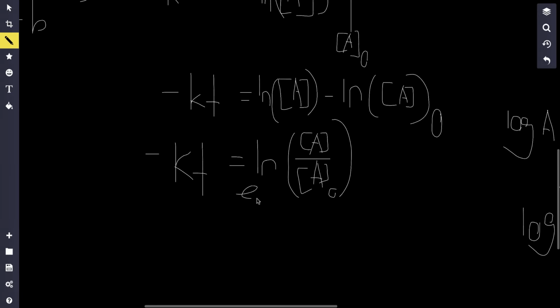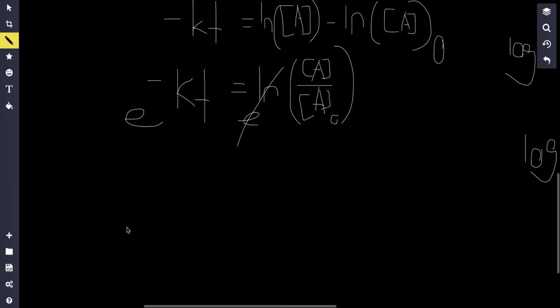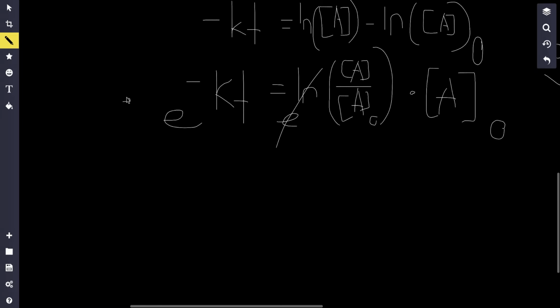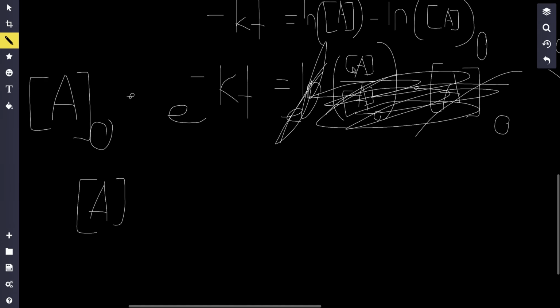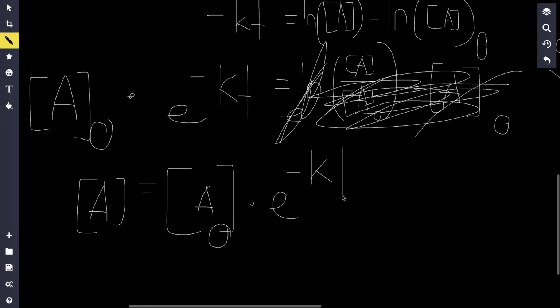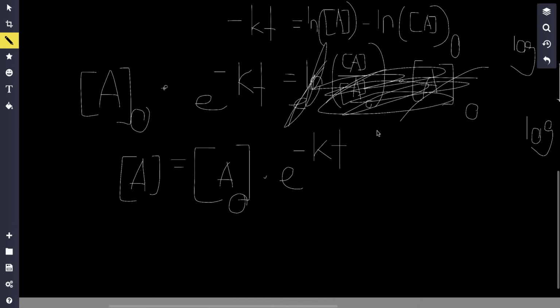If I want to get rid of this ln, I raise both sides to the e power, so this cancels out. And then I can multiply both sides by the initial concentration, right? So you notice how the ln cancels out, and when I multiply both sides by the initial concentration, that cancels out as well. So I get that the concentration of A, because that's the only thing that's left on this side of the equation, is equal to the initial concentration times e to the negative kt. And this is also another form for the first order integrated rate law.